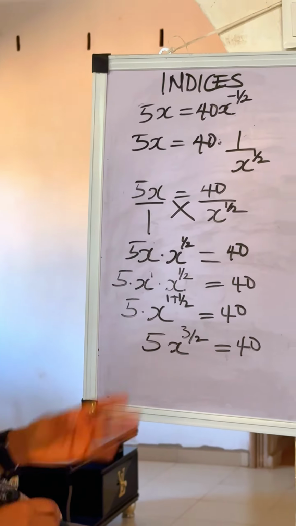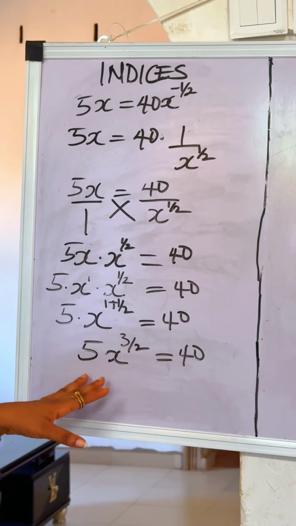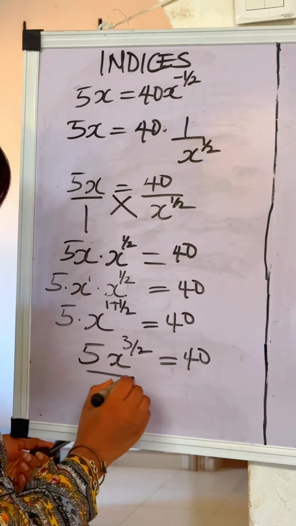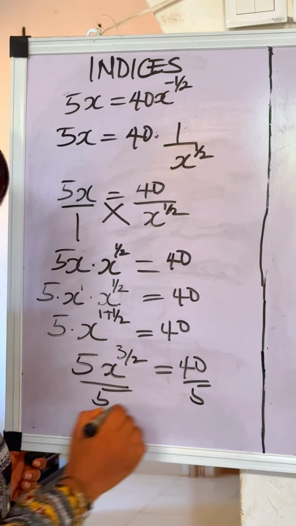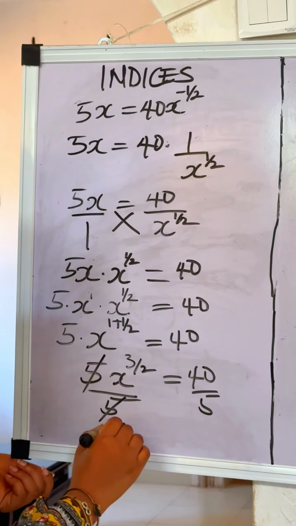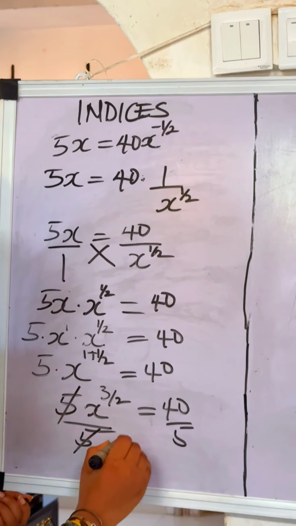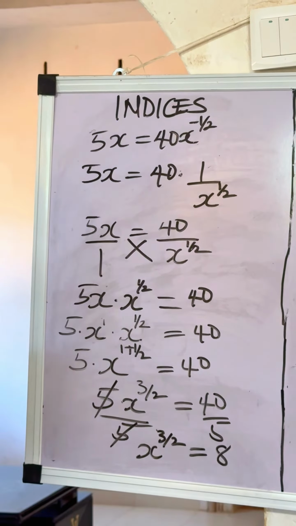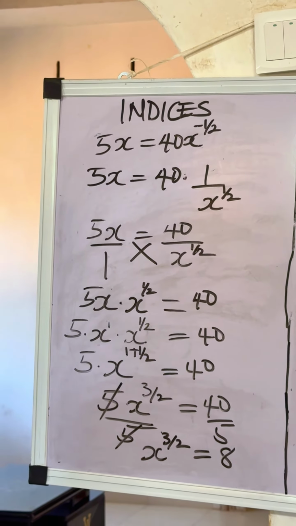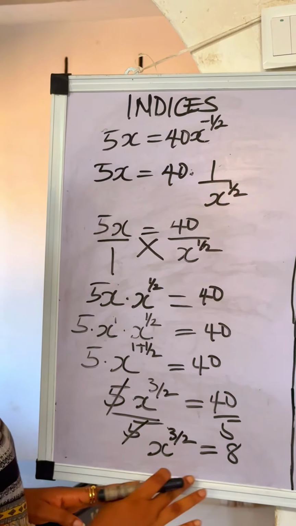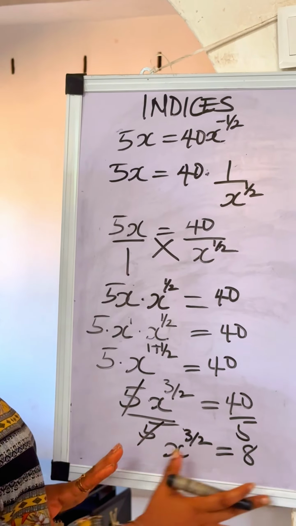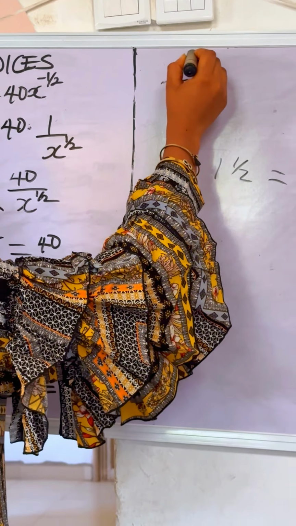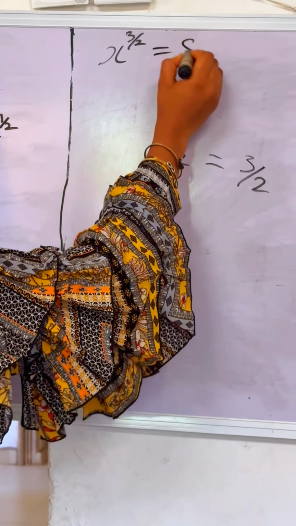Now, a situation whereby you have this 5x equals 40, and we divide both sides by 5. Divide both sides by 5. 5 cancels 5, and we have x raised to the power of 3 over 2 equals 40 divided by 5 is 8. Now you see that we have been able to break it down into a less complex form. So we now have x raised to the power of 3 over 2 equals 8.